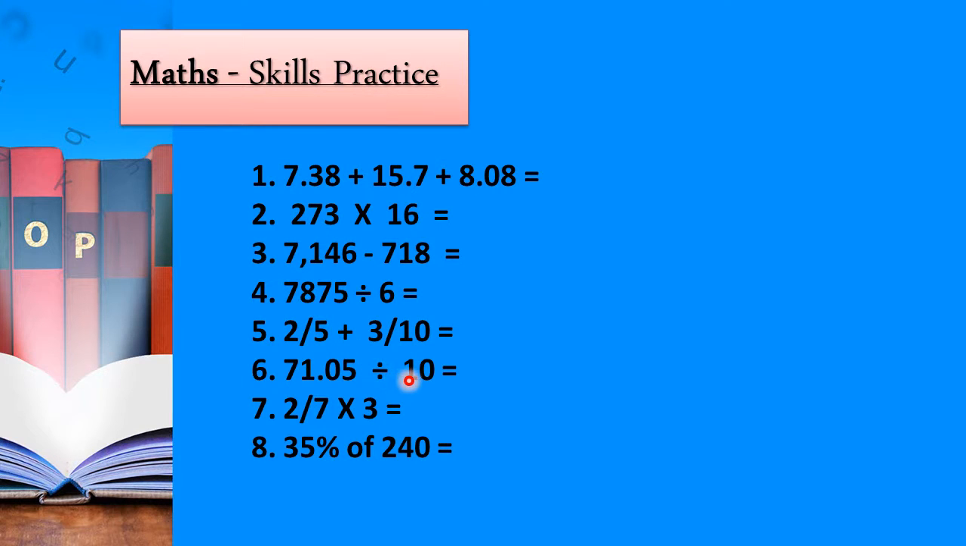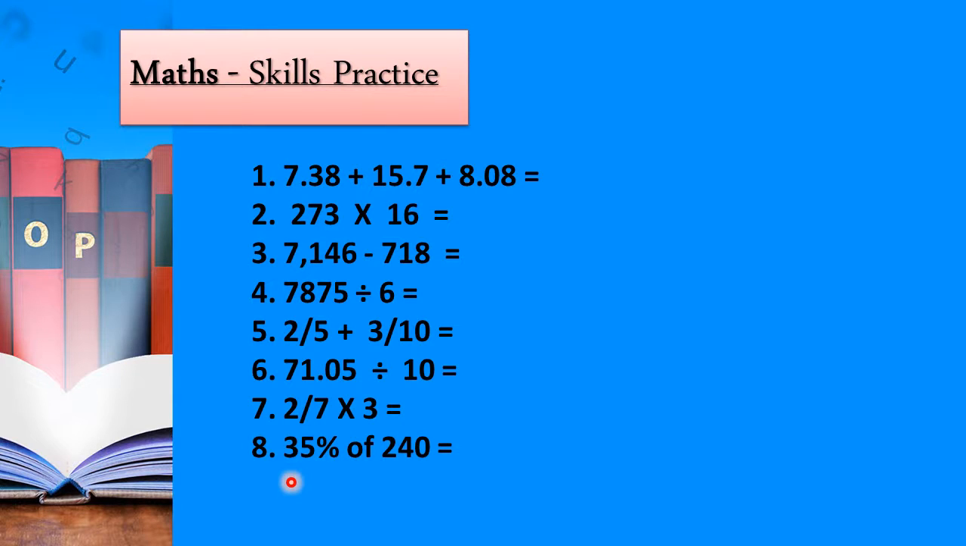Dividing by 10, we don't need to use our bus stop there, we can just slide the numbers along for divide by 10. And when we're multiplying a fraction by a whole number, remember the whole number can be written as a fraction. It would be 3 over 1, wouldn't it? And there's a big clue. Hopefully that will help you.